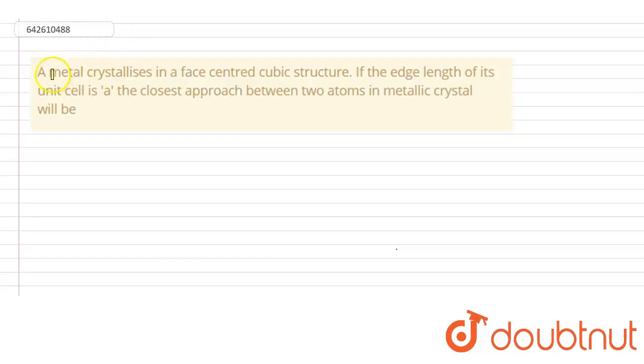Hello. The question says: a metal crystallizes in a face-centered cubic structure. If the edge length of its unit cell is a, we have to find the closest approach between two atoms in the metallic crystal. So let's try to solve this question.